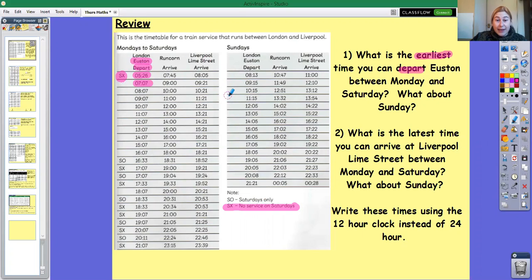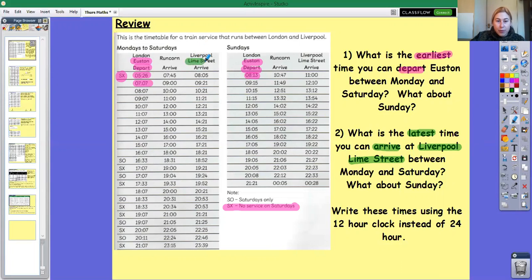If it was a Sunday, we'd need to look at the next timetable, wouldn't we? Now, there are no symbols on here, so we just look at the earliest time departing Euston, and that's 13 minutes past 8. So let's look at the next question, which is, what's the latest time that you can arrive at Liverpool Lime Street between Monday and Saturday and Sunday?